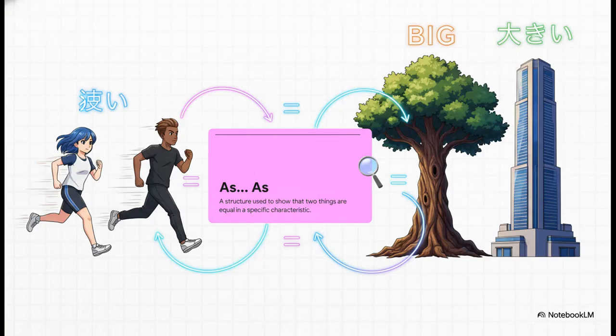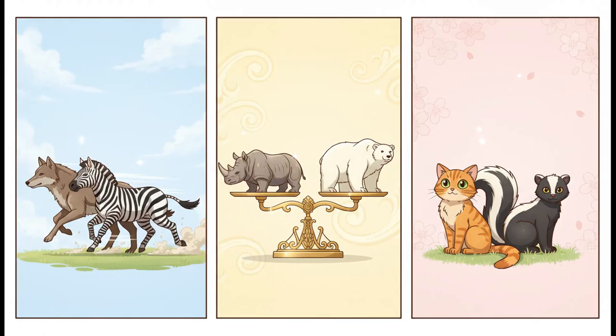It's really simple. You use this to show that two things are equal in some specific quality. You just take an adjective, like fast or big, and you slot it right in the middle. That's it. And it turns out the animal kingdom is full of these surprising dead heats. For example, a wolf is as fast as a zebra. A rhinoceros is as fast as a polar bear, and get this, some skunks are actually as big as cats.